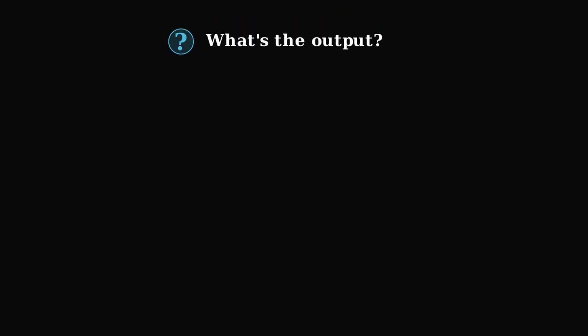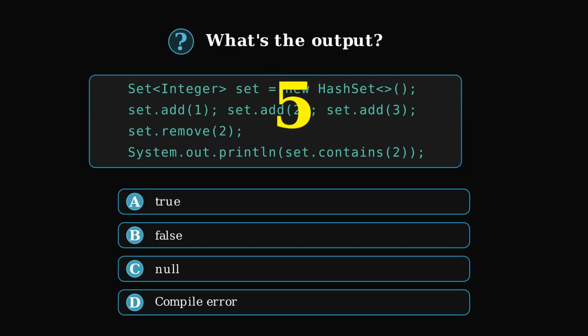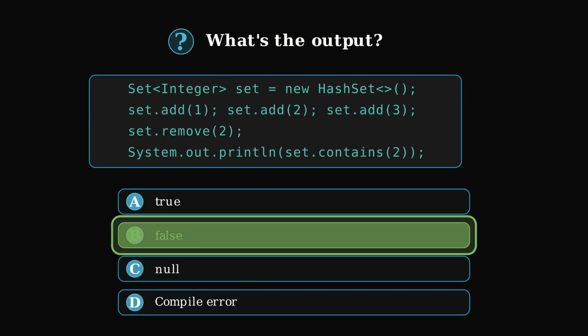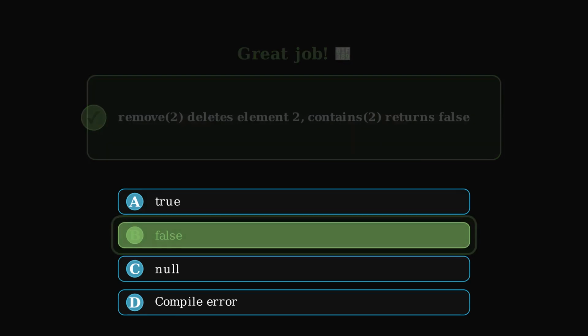What's the output? Which one is correct? The correct answer is remove(2) deletes element 2, contains(2) returns false.